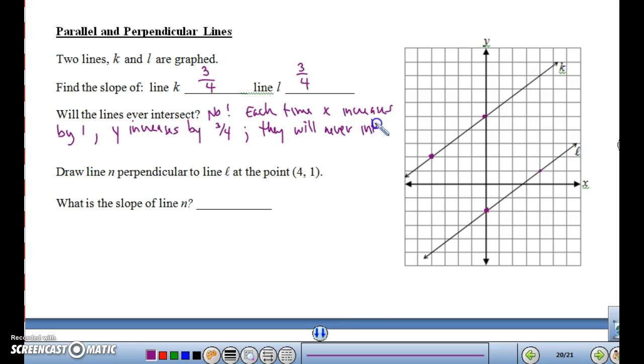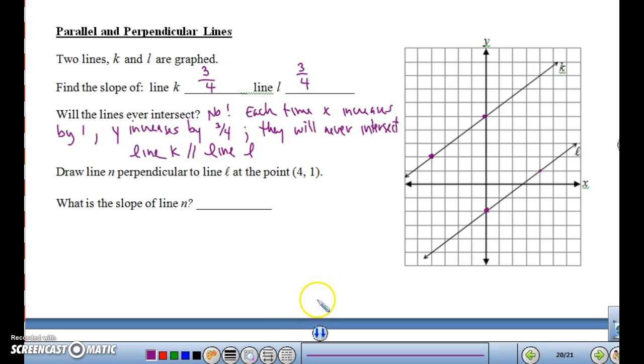So that means that those two lines are parallel. So I can say that line K is parallel to line L because they have the same slope. Now, parallel means they're never going to intersect.